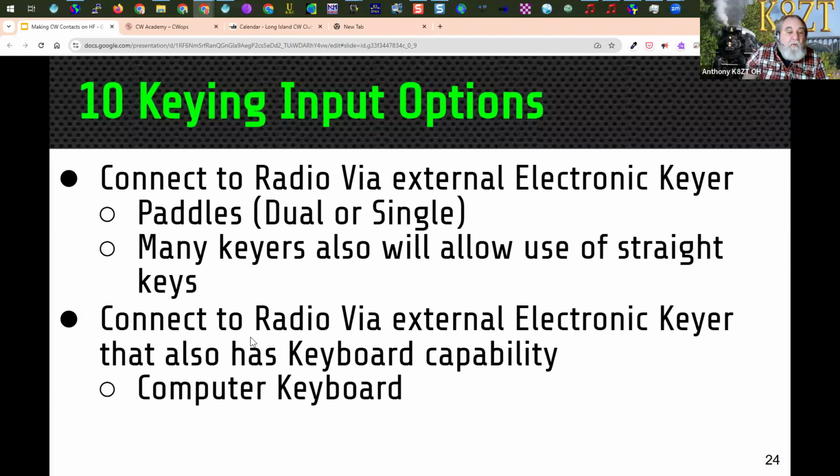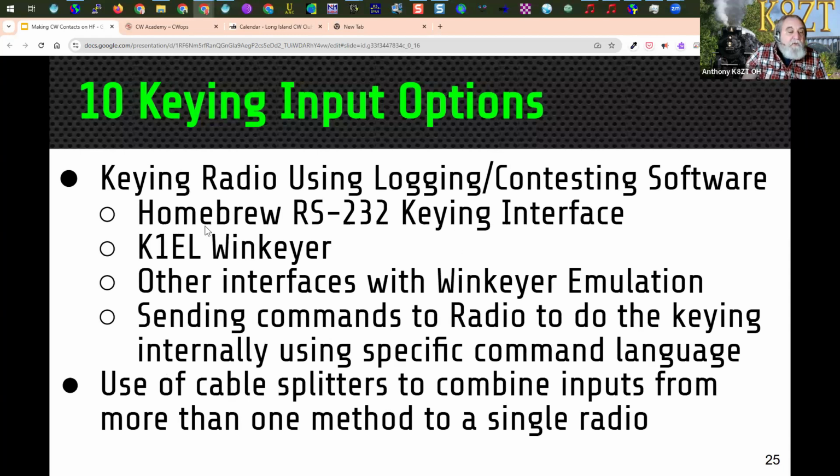The last way is to connect it via an electronic keyer that has keyboard capability built into it, and you'd hook up a keyboard. You can also do it with a homebrew RS-232 interface, a WinKeyer interface, or other interfaces with WinKeyer emulation. You can send commands to the radio, as we talked about earlier, if your radio supports that. And in addition, if you want to use more than one device, you can put a splitter before it gets to the radio. So you could have a keyer, a paddle, a bug, a keyboard, all hooked up using a splitter, so that eventually all of them go to the radio.